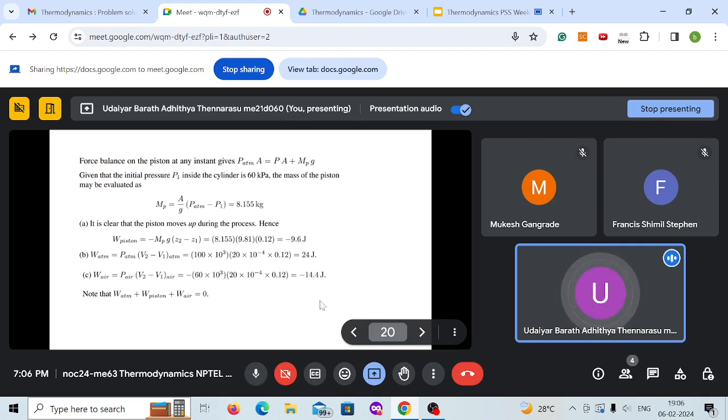Of which 9.6 is consumed by raising the piston by 12 centimeters. So the 24 joules done by the surroundings is the net positive work coming in, out of which 9.6 joules is consumed in raising the piston by 12 centimeters in height, and 14.4 joules is consumed in pumping in the delta V amount of volume of air to the vessel. So that's what we can understand in this problem from the work done calculation.